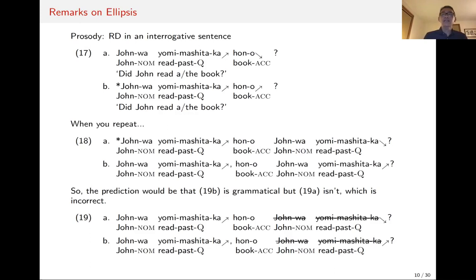On the other hand, the supposedly bad one, 18A, where the first question has rising intonation but the second sentence has falling intonation, would be the input, 17A would be derived, but 18A is not a good input.